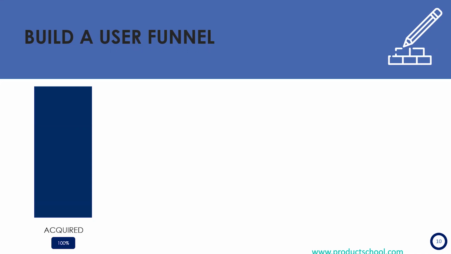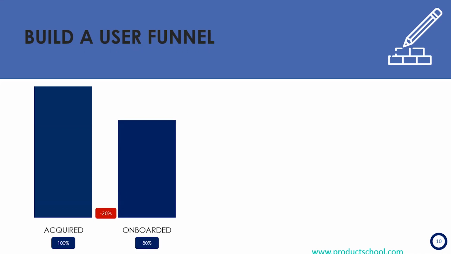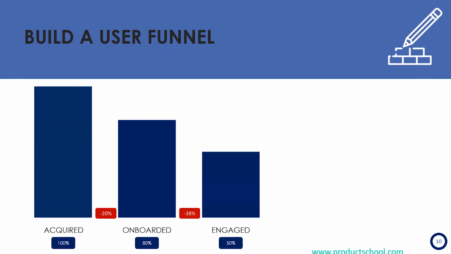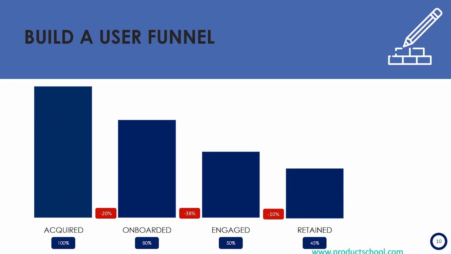Of them, how many have I acquired? Of the people who I've acquired, how many have I onboarded? Of the people who I've onboarded, how many are really engaged with my feature? Towards the end, how many did I retain? And if I have a different SKU that I can sell them to, how many have I upsold? So as you can see, we have drop-offs marked here. From acquisition to onboarding, I lost 20% of my customers. From onboarding to engagement, I lost 38%. Engagement to retention, 10%.